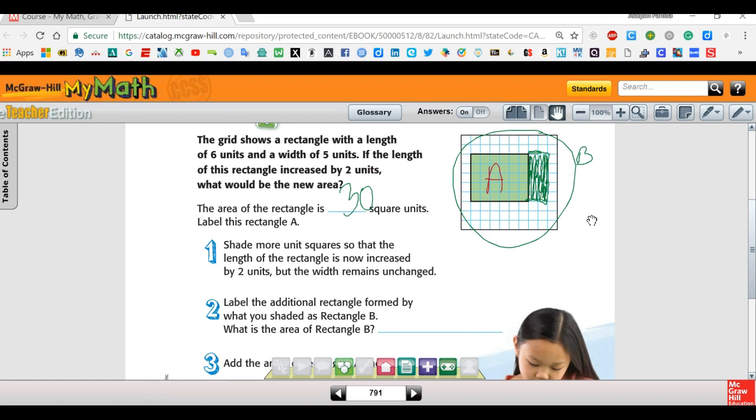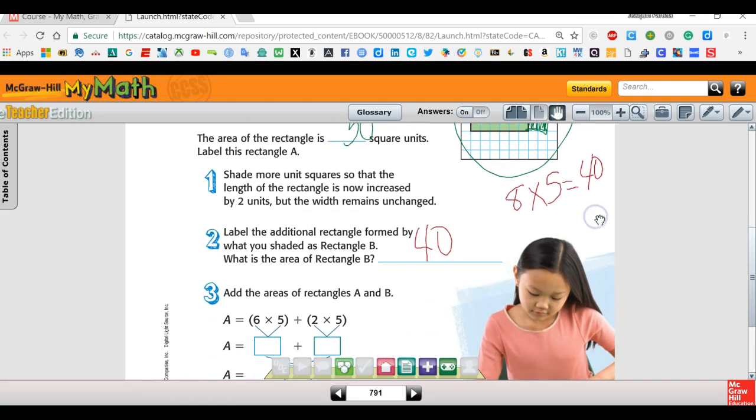No, the length. It was 6. We added 2 more. 8. So now the length is 8. Does the width change? No, the width's still 5. So now 8 times 5 is 40. So the area, what is the area of rectangle B? 40. Wait, time out. Sorry. The whole thing is 40. Okay.